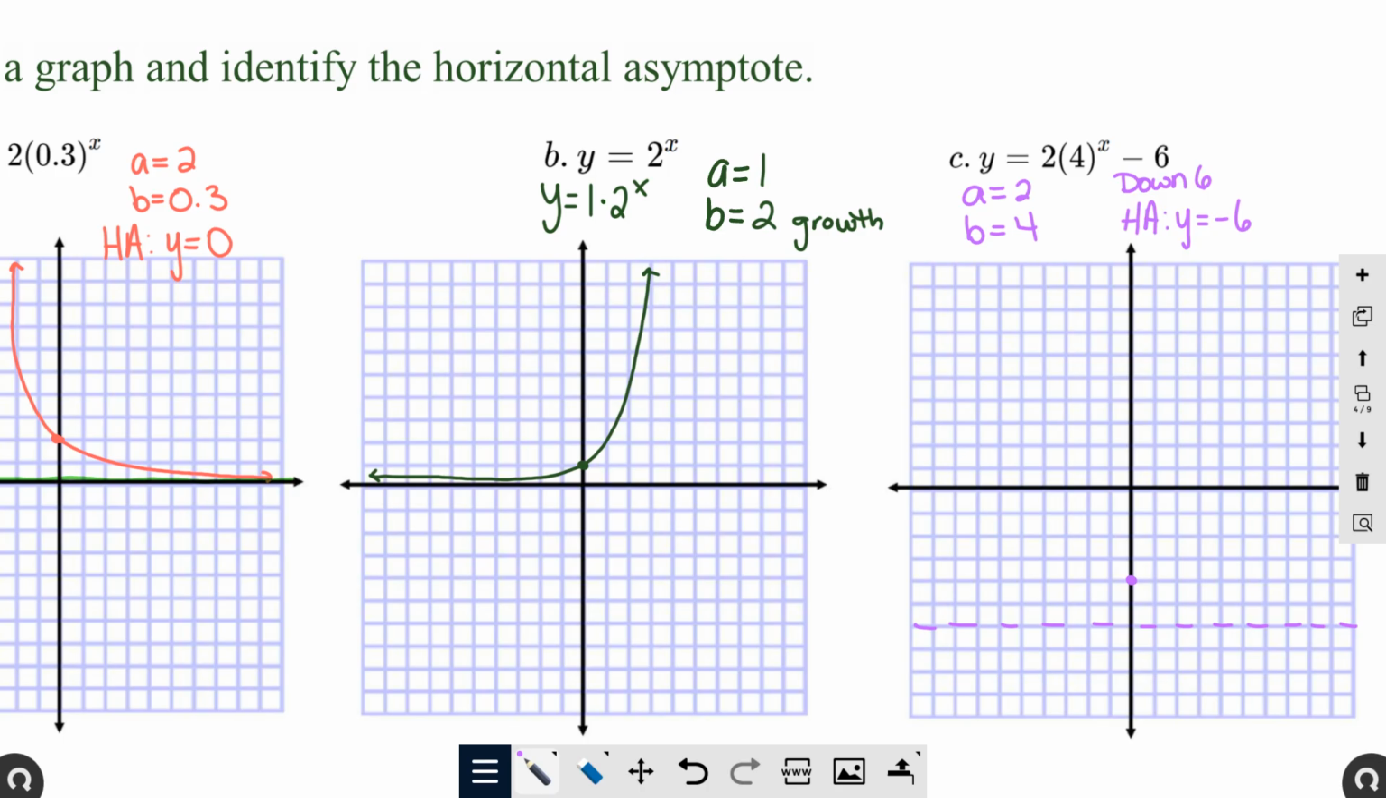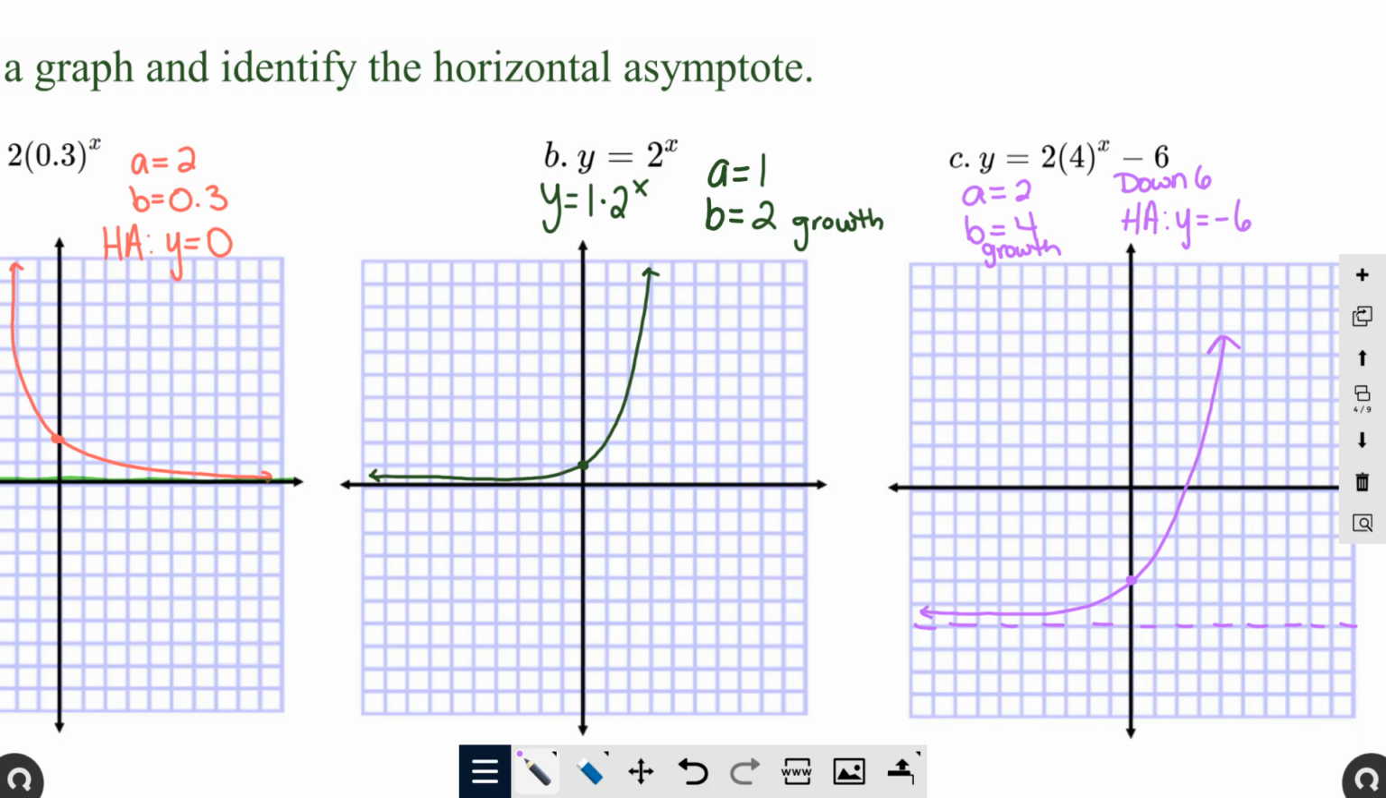So keep that in mind as you're doing the problem. Because it shifted down 6, it changes your y-intercept. B equals 4 is telling us that we have a growth. So the only thing B tells us is, is it a growth or a decay? So we're going to start close to this dotted line. Then we're going to go through that y-intercept of -4 and then make our graph.